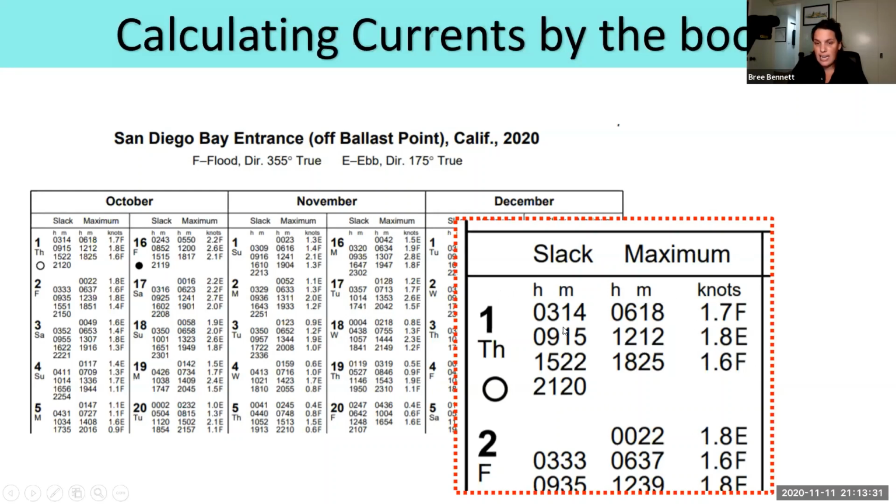So we have our slack column in hours and minutes. That's the time. And then we have our maximum, that maximum flood or ebb with the knots there. So it's similar to the tides, but it is set up a little bit differently because we don't have high water, low water, high water, low water. We have slack and then an ebb or flood, and then slack and then an ebb or flood. So it looks similar, but it's a little bit different.